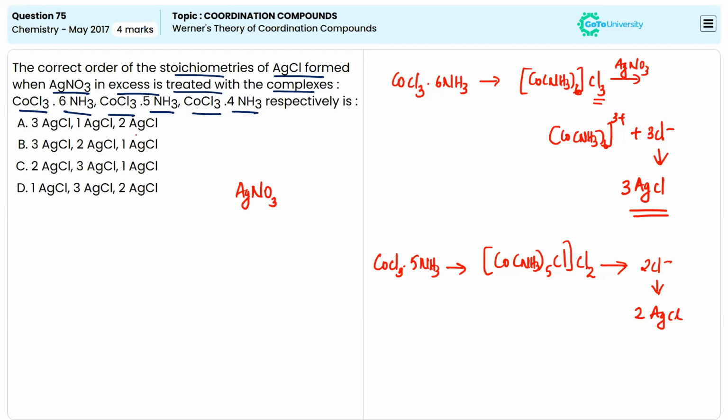Okay. Now let us consider the third one, CoCl3·4NH3.